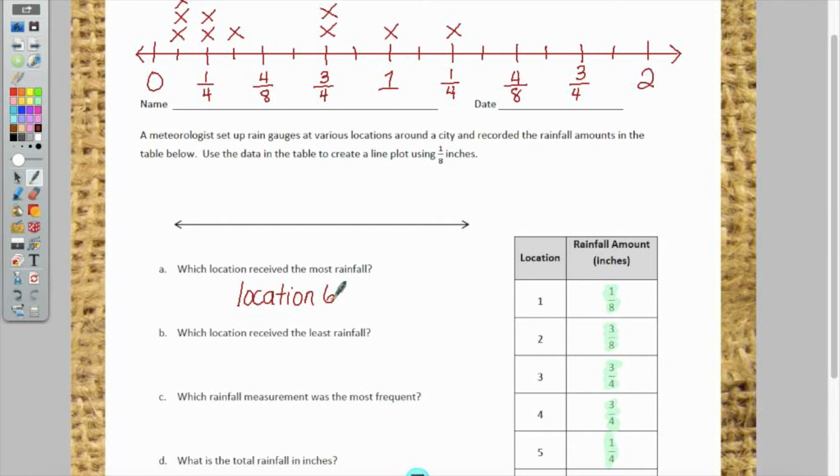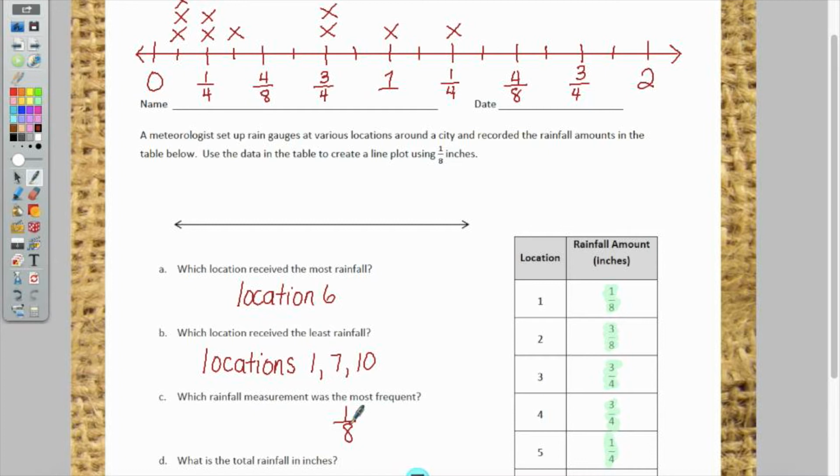Okay, which location received the least rainfall, Eurydia? 1/8. Oh, there's more than one of those, isn't there? Let Eurydia answer. I pulled her stick. 1. There's one more. 1, 7, and 10. You guys agree? Okay. So let's keep going. Which rainfall measurement was the most frequent? George A? 1/8. And remind me what most frequent meant. The most. Or most often.